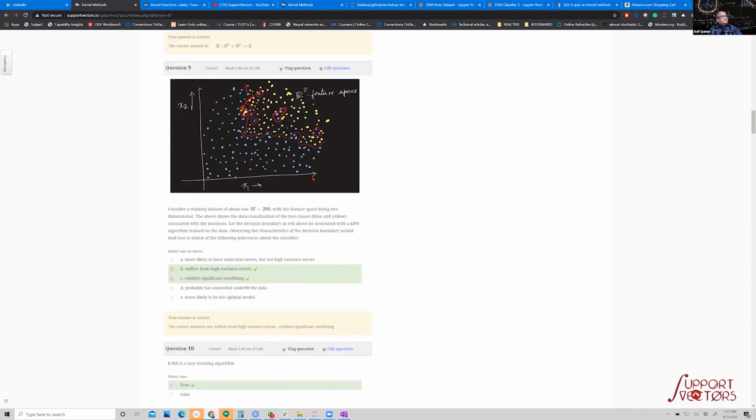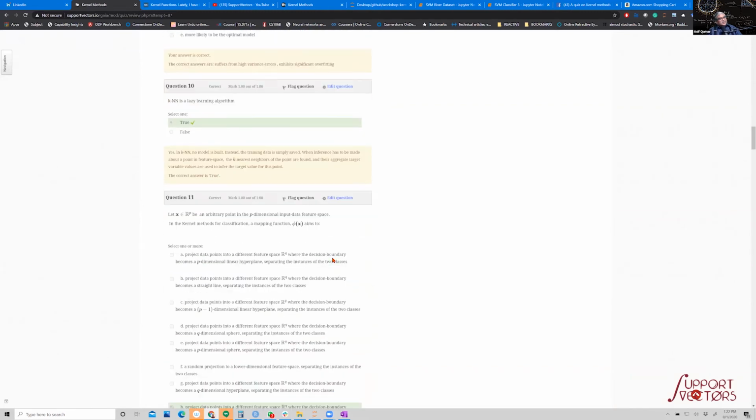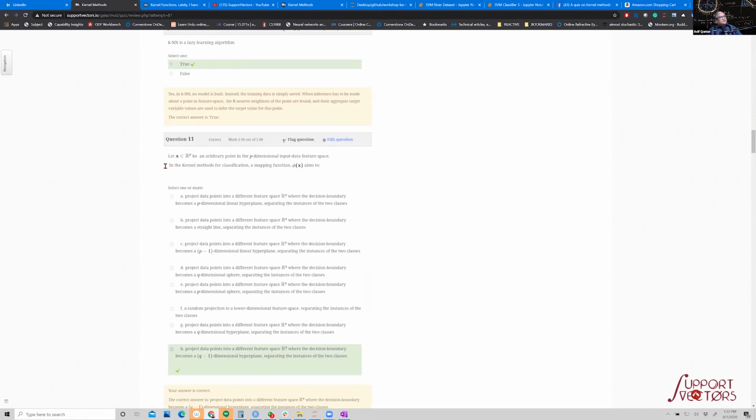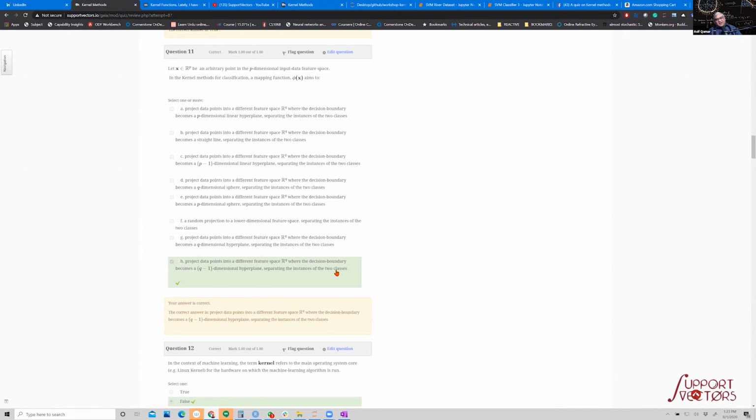This is something from the past. It was just a review question. I won't do this one. If x is a point in a p-dimensional space, an arbitrary point, in the kernel method for classification, what does a mapping function aim to do? It wants to project it into a higher dimensional space in such a way that the data of the two classes become linearly separable, right?